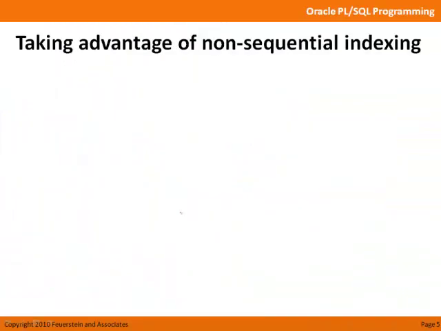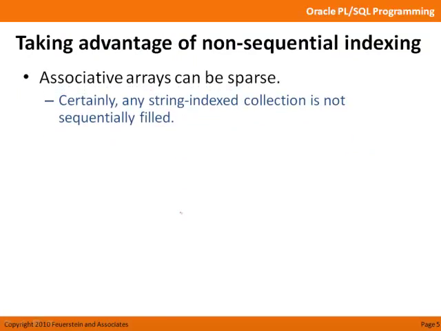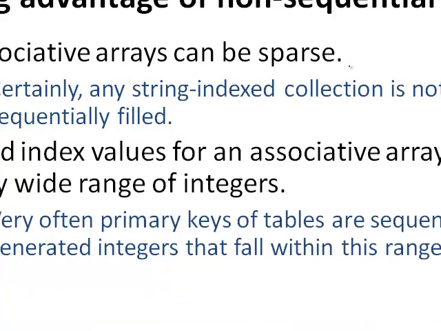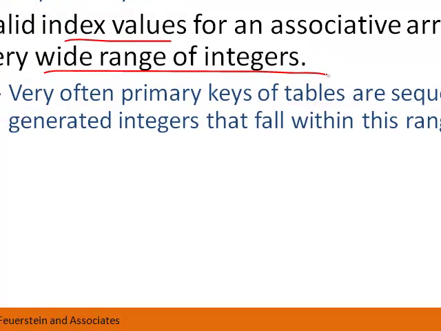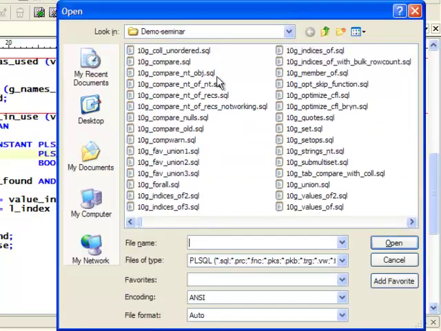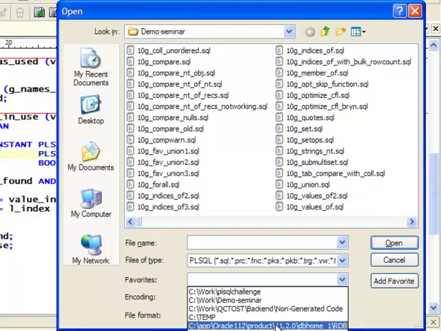So, taking advantage of non-sequential indexing. Associative arrays can be sparse. And certainly, any string index collection is not sequentially filled. So generally speaking, when we talk about the sparseness of associative arrays, we're talking about integer indexed collections. And the neat thing about associative arrays is that the valid value for an index value is a very wide range of integers, essentially about 4.3 billion values. Now, the reason I know that, and the reason it works that way, is that the associative array indexed by type is indexed by binary integers.